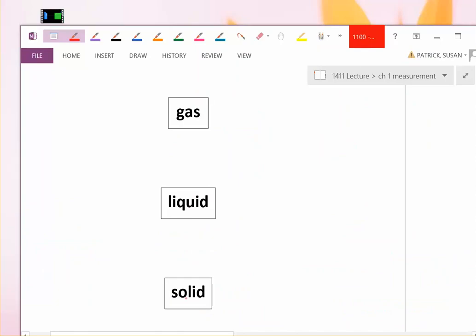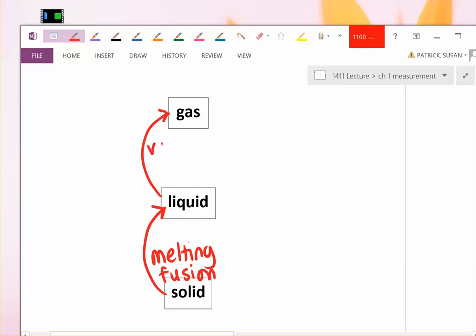Over here with the solid, if I have a solid and I warm it and it changes from solid to liquid, we call that melting. A fancier word for that is fusion. Okay, if we take our liquid and we heat it some more, we can get a gas. Liquid to gas is called vaporization. That is the general term.